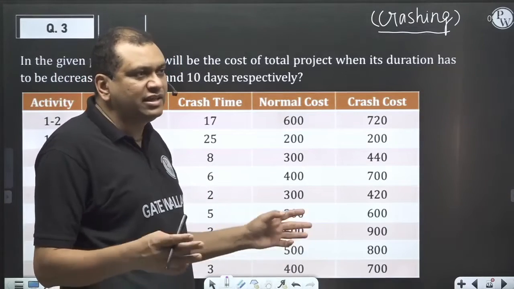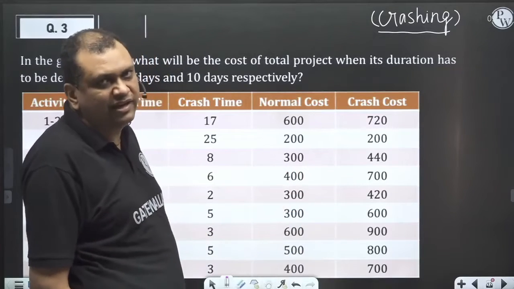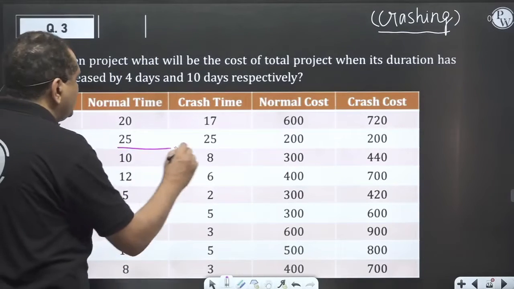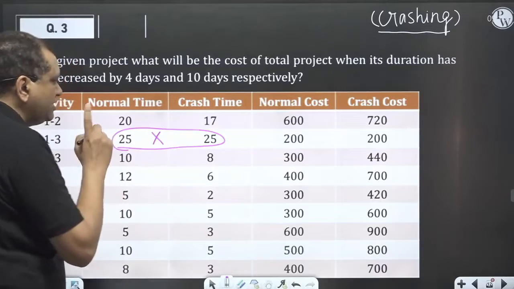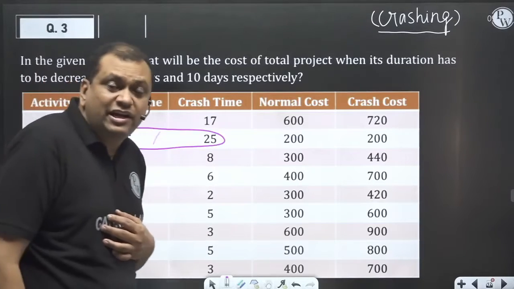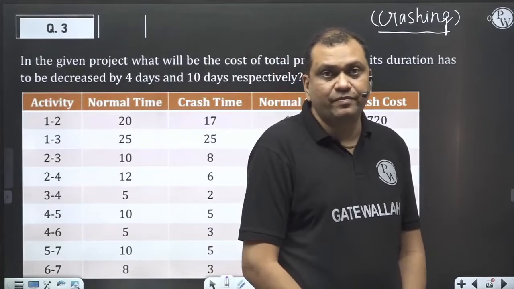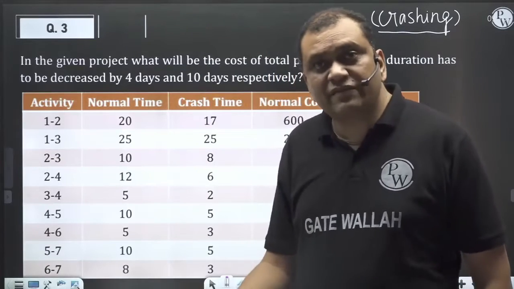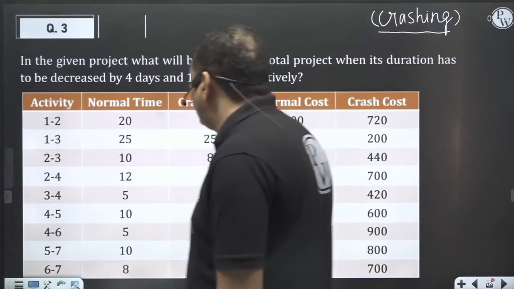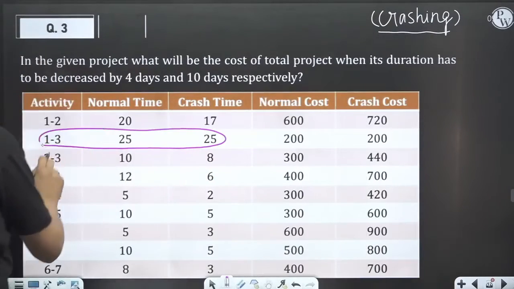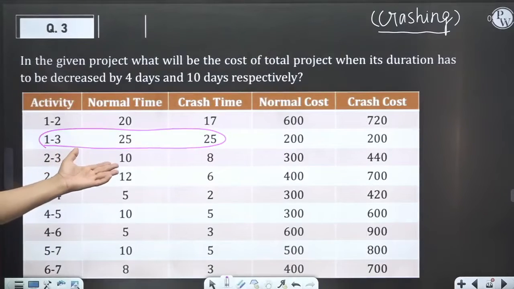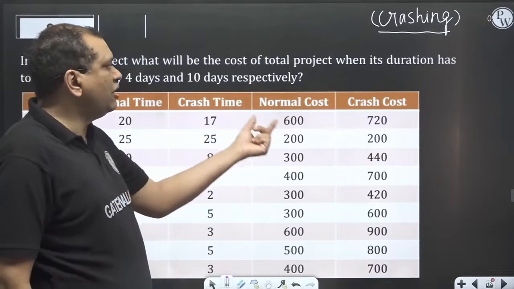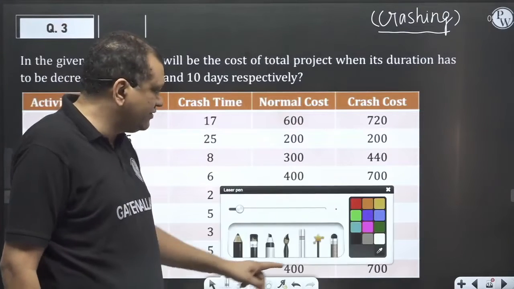I'm not touching the aspect of direct cost and indirect cost, because it will be too much for GATE. Machine specific activities cannot be crashed. What activities cannot be crashed? Machine specific ones, because you cannot purchase another machine and put it there. So activity 1 to 2 to 3 is a machine specific activity. The rest of the activities can be crashed. So normal time, crash time, normal cost, crash cost: this matrix is given to you.